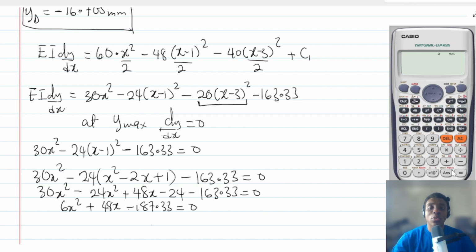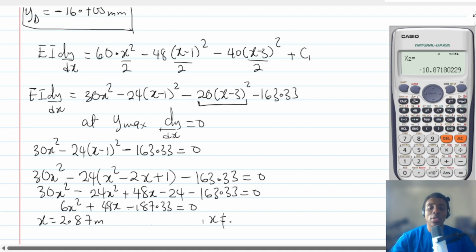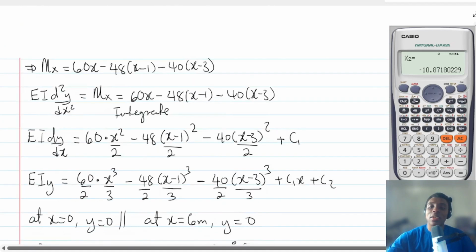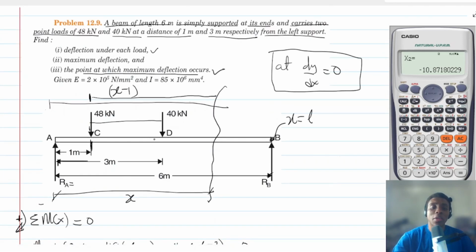So the final answer is going to be x is what? 2.87 meters. And then the next one is x is minus 10.87. But you know that the distance x cannot be negative, so we are not going to use this one. It means that the maximum deflection is going to occur at a distance very close to 3, which makes sense because it will be somewhere at the middle, but not necessarily at 3.